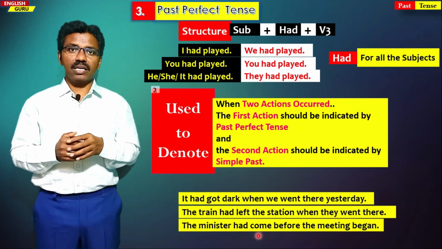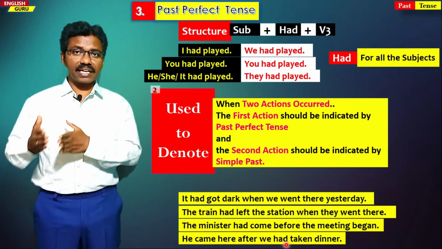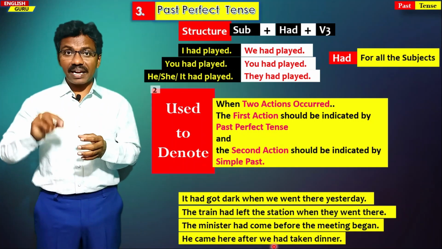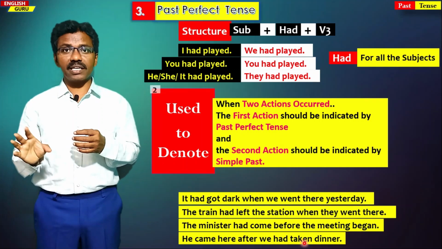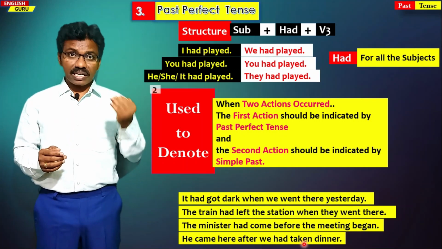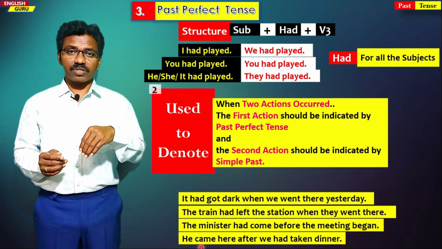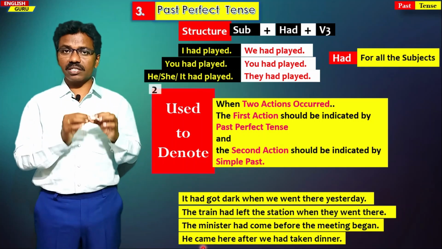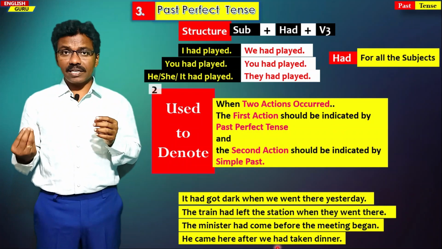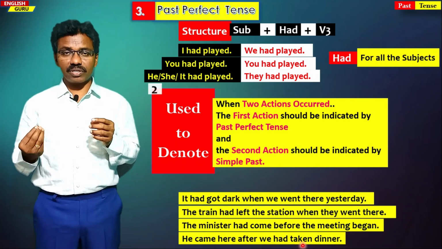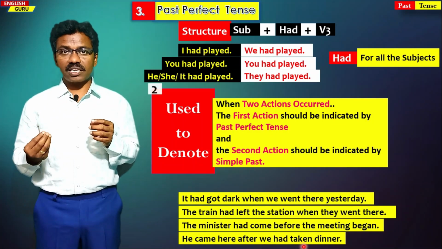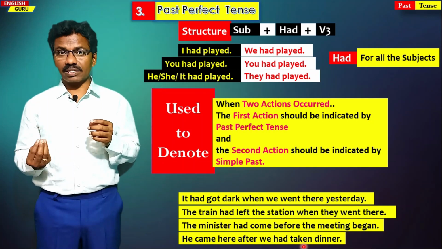In a similar manner, he came here after we had taken dinner. So after we had taken dinner, you have already completed taking dinner, then he came. So the second completed action is came. So that's the reason he came is written in simple past tense, and taking dinner is the first activity. That's the reason it is written in past perfect tense, that is, after we had taken dinner.